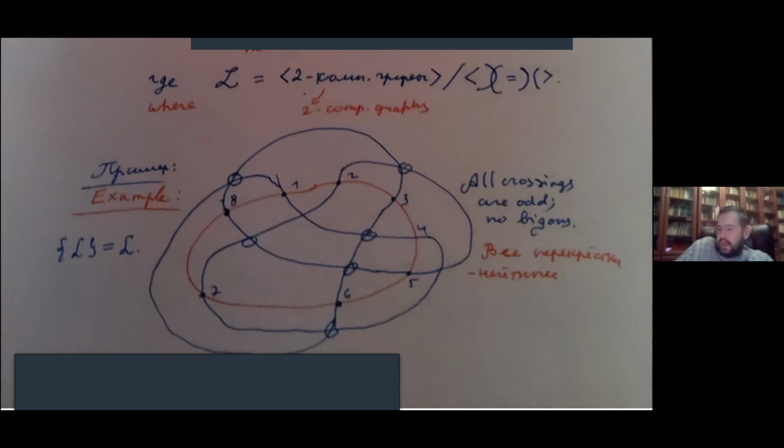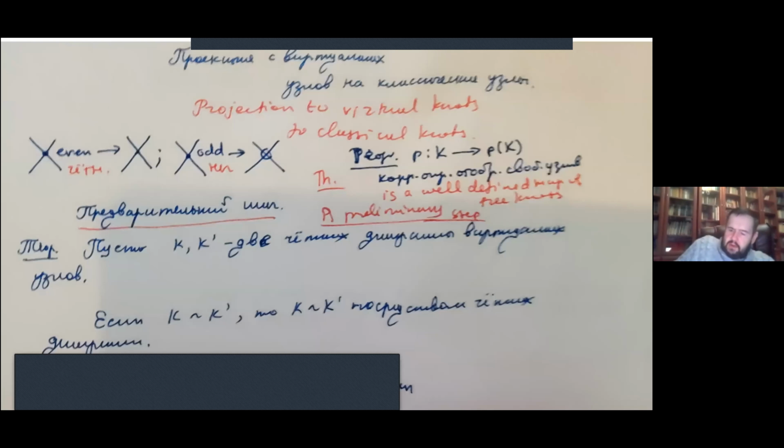Okay. So far so good. So now let's go to the next application of the parity and the parity bracket. Well, parity bracket is implicit here, but we use some good things like parity projection. And here I want to prove, or at least sketch the proof, that there is a projection from virtual node diagrams to classical node diagrams.